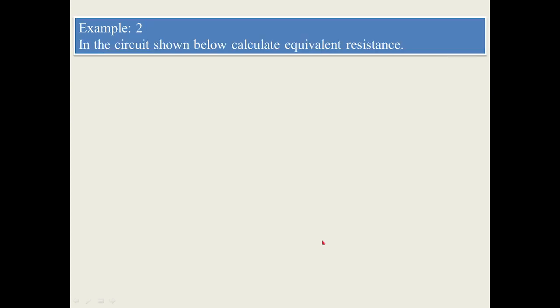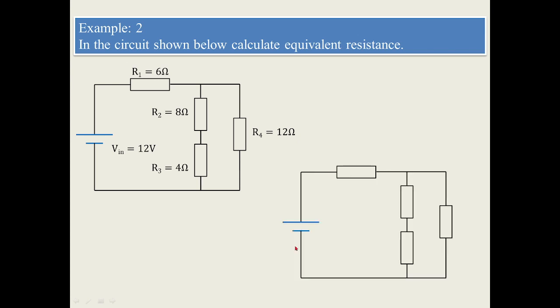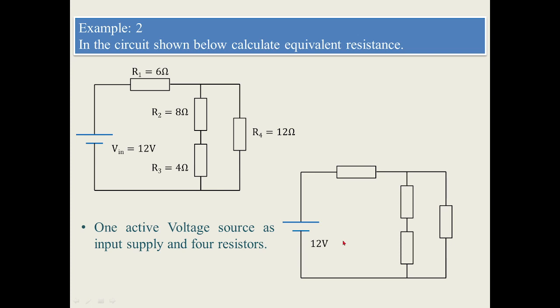We can go with another example where you have a circuit having two loops. What are the two loops? Let us see the circuit behavior individually. You have one voltage source shared by four elements. So one active voltage source as input supply and four resistors. 12 volts is the active voltage, and the resistors are 6, 8, 4 and 12.